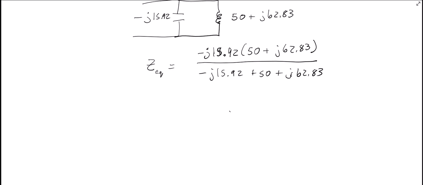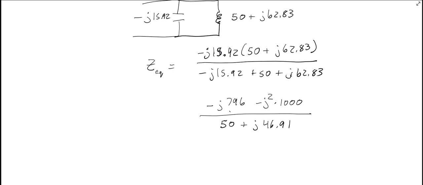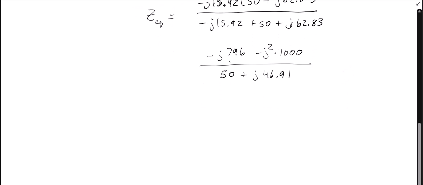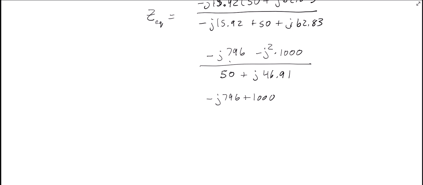So when I distribute this, it becomes negative j 796, and then minus j times j is minus j squared times 1,000. And then in the denominator, you would add together the imaginary parts. So you would add together negative 15.92 and positive 62.83, and I believe that gets 46.91. So this becomes 50 plus j 46.91. Now j squared is negative 1, so minus j squared is minus negative 1, which is positive 1. So this is minus j 796 plus 1,000 over 50 plus j 46.91.